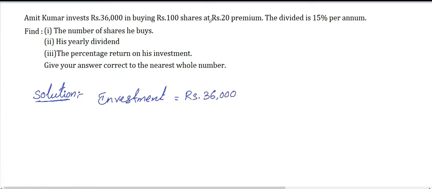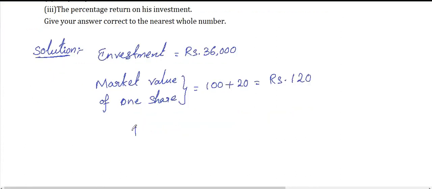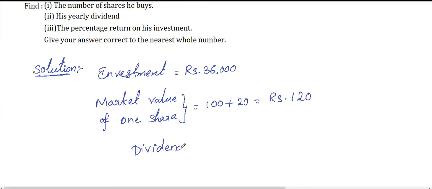So the investment amount is 36,000 rupees and the market value of one share will be 100 plus 20, which is 120. So the market value of one share is 120 rupees, and the dividend is 15%.